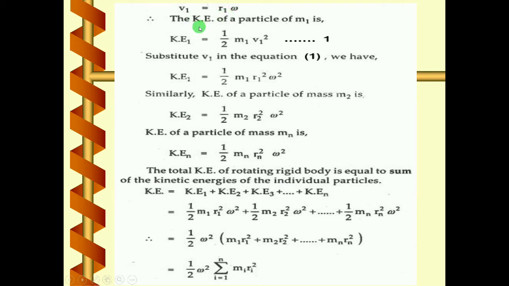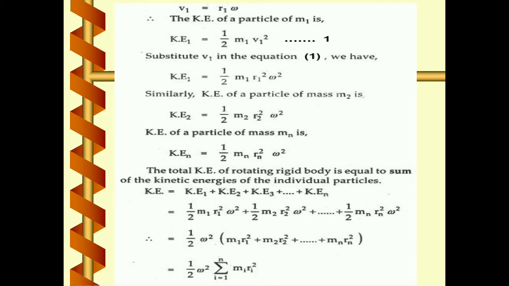So if you are writing the kinetic energy here, the kinetic energy of the particle of mass m1, suppose we write it as kinetic energy 1, is equal to 1 by 2, that is half m1 v1 square. That is the common formula, we already know. You can put the value of v1 here. As this is v1 square, this will be r1 square omega square. So the kinetic energy for the first particle will become 1 upon 2 m1 r1 square omega square. This is the kinetic energy for the first particle which is having mass m1, which is at a distance of r1 from the axis of rotation.